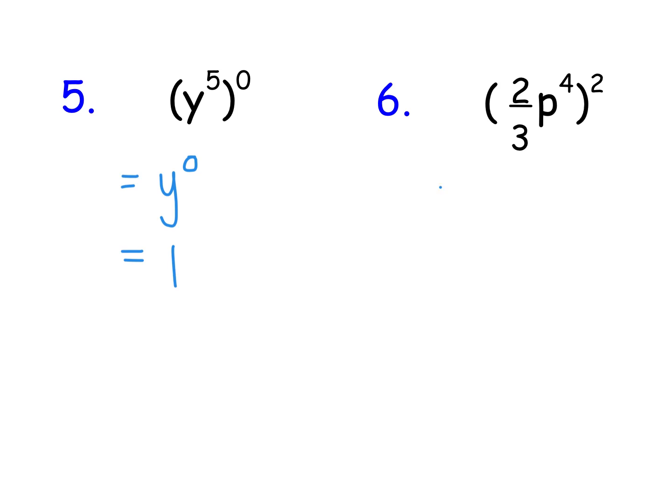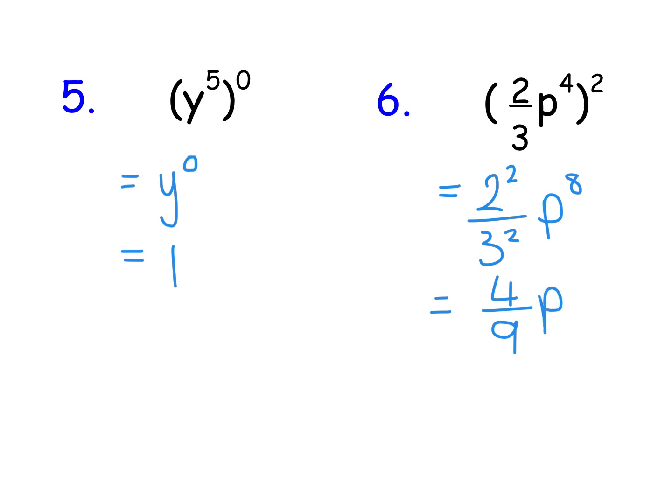Now this one here with a fraction, remember what I said, we're going to raise everything to the power 2. So we're going to do 2 squared, we're going to do 3 squared, and then we're going to do 4 times 2 for the power here, which gives us 8. And then to write that a wee bit nicer, we know that 2 squared is 4 and 3 squared is 9. So we've got 4 over 9p to the power 8.